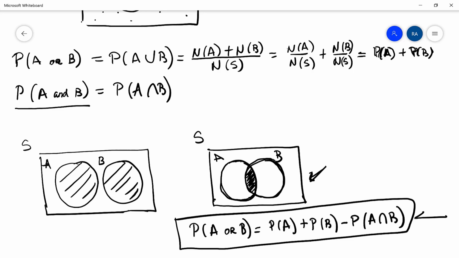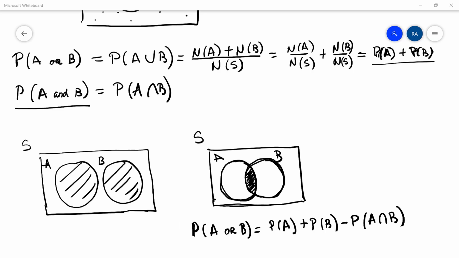We use this formula when A and B have common outcomes, and we use this other formula when A and B, the intersection is empty, no common outcome. To compute the probability of the intersection, we need to apply the multiplication rule. The multiplication rule states that the probability of A and B is equal to the probability of A, and we need to obtain the probability of B, and we need to multiply these two probabilities.